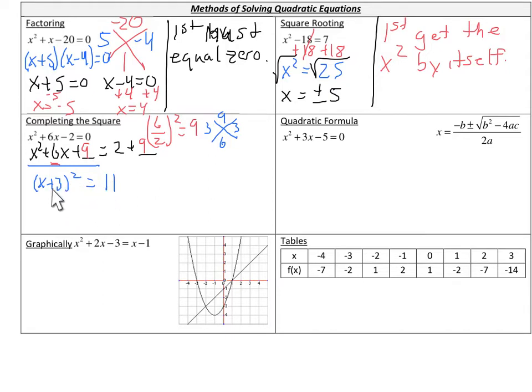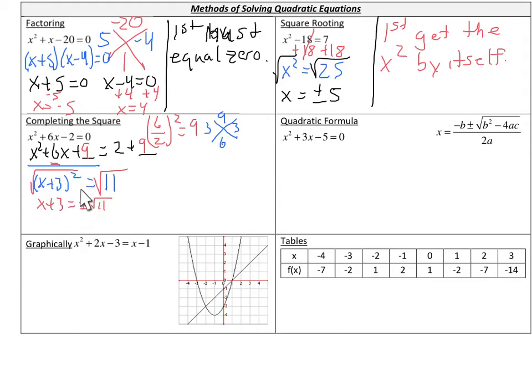So how do we finish this? How do you get rid of a squared? What's the undoer of squaring? It's called a square root. So can I square root both sides? When I square root both sides, I end up with x plus 3 equals positive or negative square root of 11.